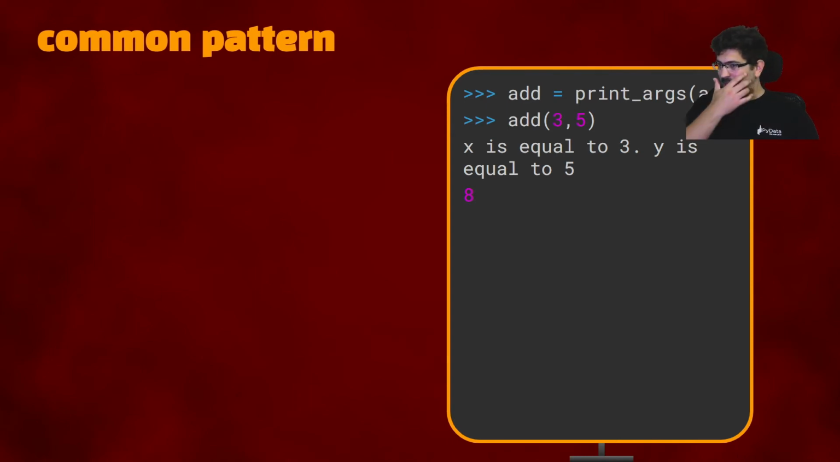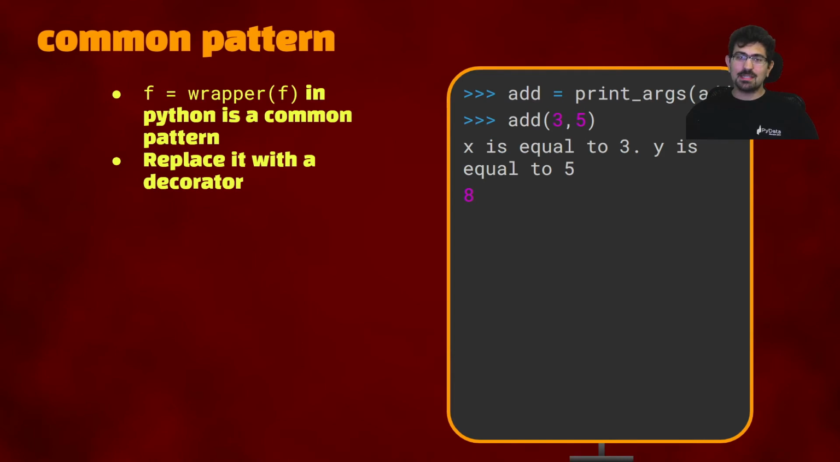And we get the answer 8. The thing is, now the original add doesn't exist. But that's okay, because we never wanted it to exist. We always wanted this functionality. And this is a common pattern in Python. Every time we're doing f equals a wrapper of f, we can just replace it with a decorator.